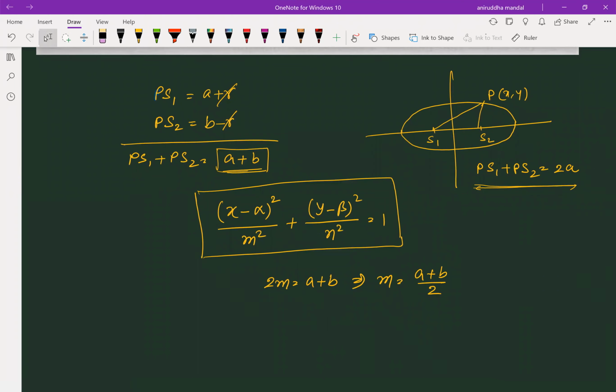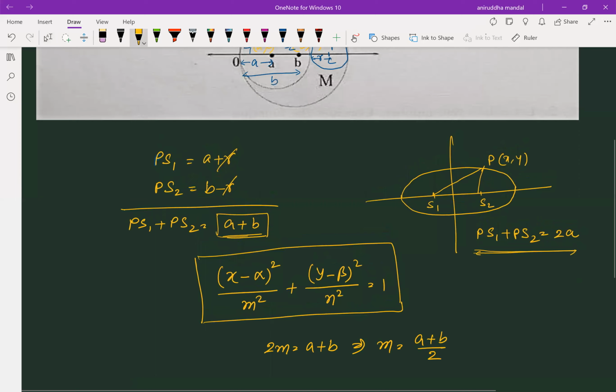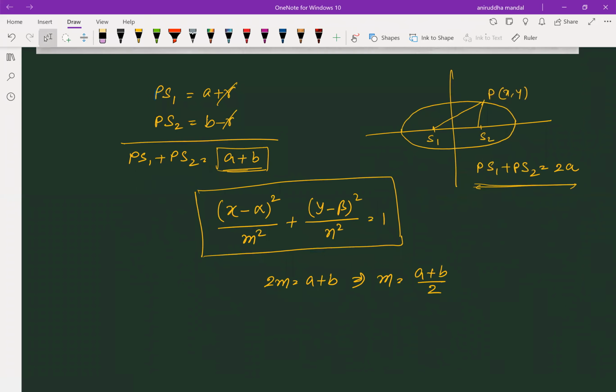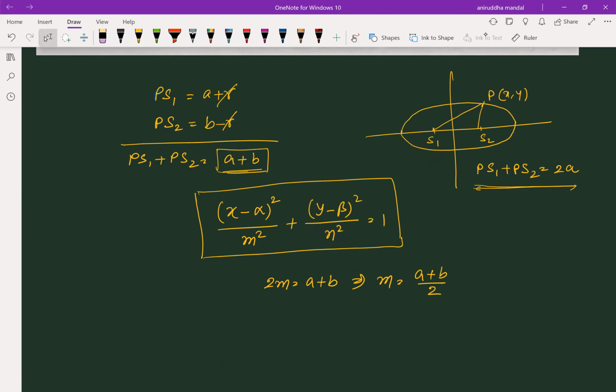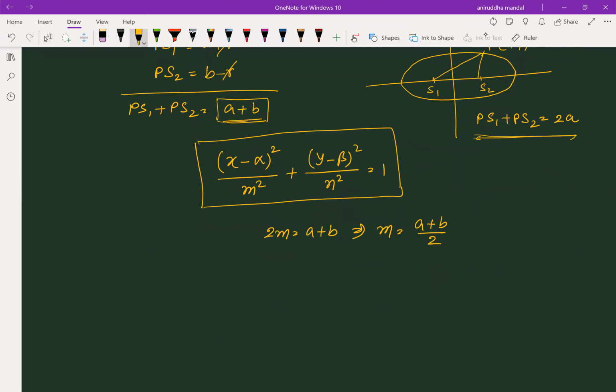Now this alpha and beta are the center of the ellipse. So this alpha point and beta point are the midpoint of these two foci points. Now what we have here, I am just writing: this is S1, so this is a comma 0. This is S2, which is b comma 0. Okay, so this is the vertex.